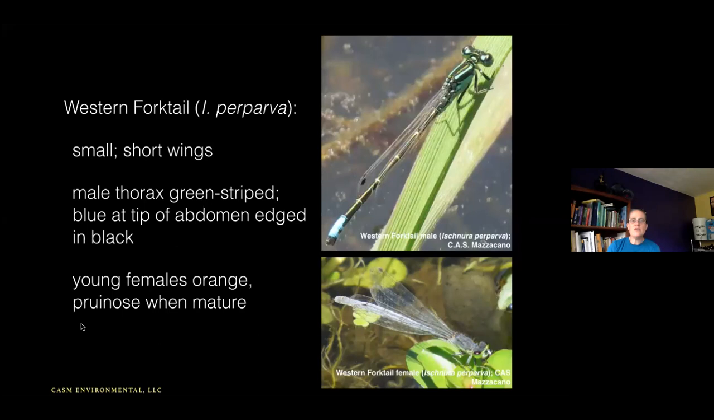And young females are a very pretty pale peachy orange color when they are young. Unlike most other dragonflies and damselflies, where it's the male that gets pruinose, it's the female here that gets pruinose. So you'll see this dusky blue little stumpy body. You can see her abdomen's not very much longer than her wings.